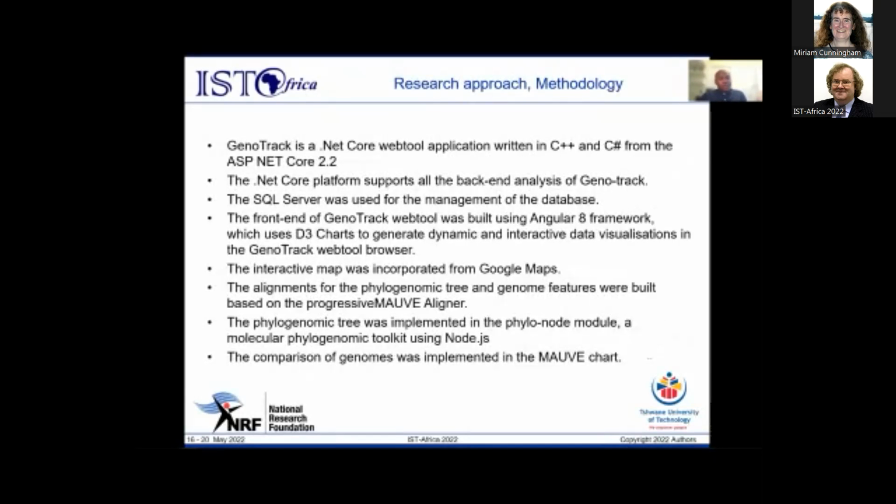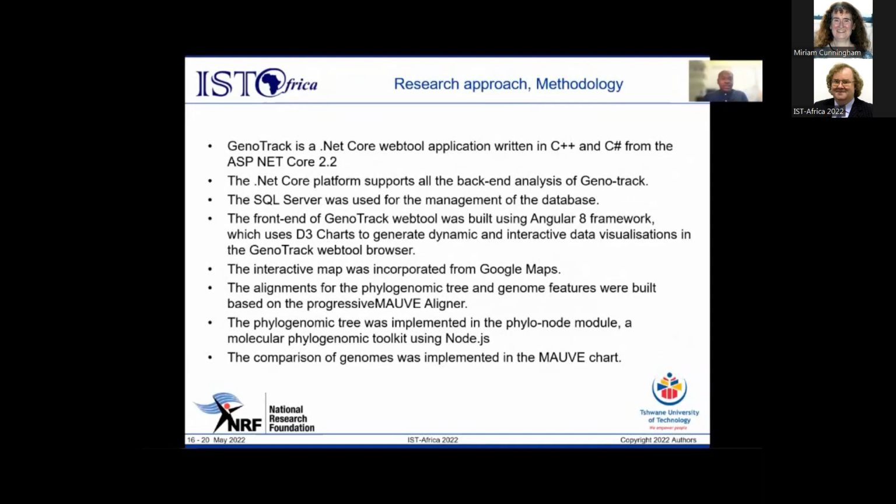So how was the GenoTrack developed? GenoTrack is a .NET Core web tool application written in C++ and C# from the ASP.NET Core 2.2. The .NET Core platform supports all the backend analysis of GenoTrack. Right? The SQL Server was used for the management of the database.